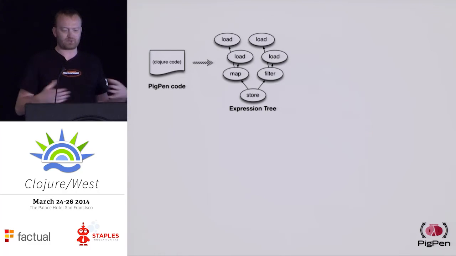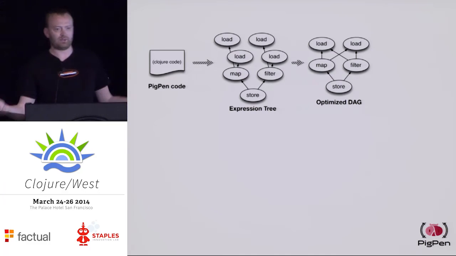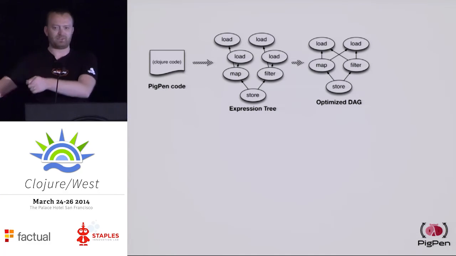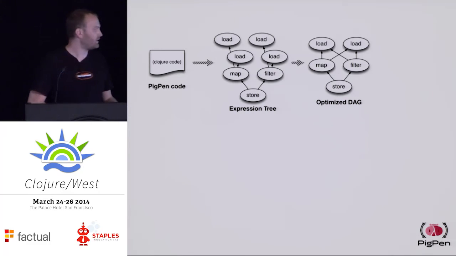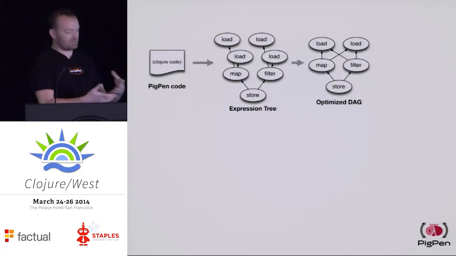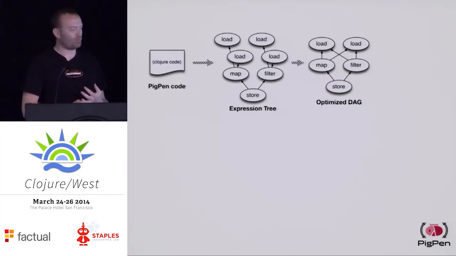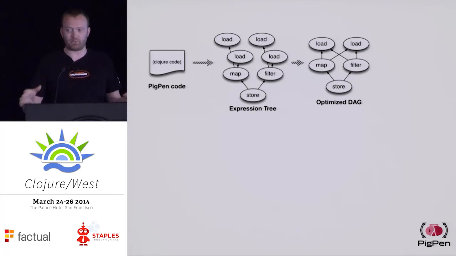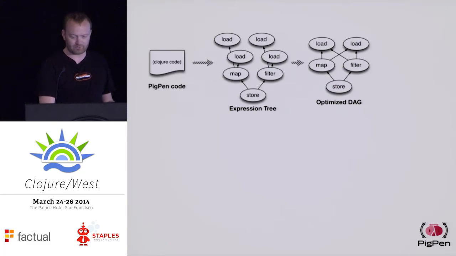Then we take this abstract expression tree, and we optimize it. Say, hey, you loaded the same data twice. Combine that together. You loaded the same data twice over here. Combine that together. We have this DAG that basically explains what we want to do with our data. At this point, there's really nothing to do with Pig involved here. It's all just an abstract Clojure expression tree of how I want to process sequences of data.